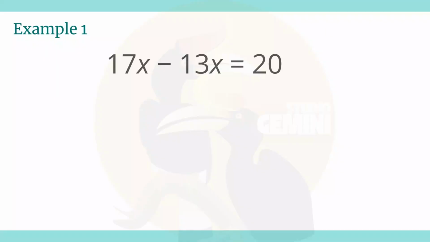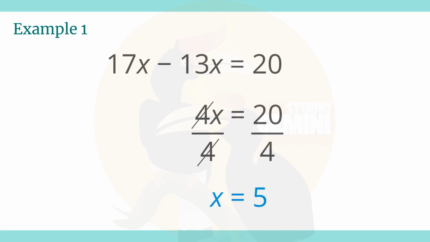Here we have 17x minus 13x equals 20. We're trying to ultimately isolate one x, meaning get x by itself on one side of the equal sign. Since we have two terms with an x, they are like terms, which means we can combine them. 17x minus 13x gives us 4x. Then it's just a one-step equation using inverse operations to solve. We'll need to divide by 4 on both sides to cancel out that coefficient of 4, leaving us with just x equals 5 after we simplify.